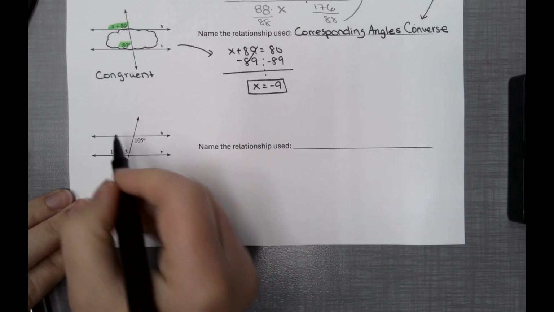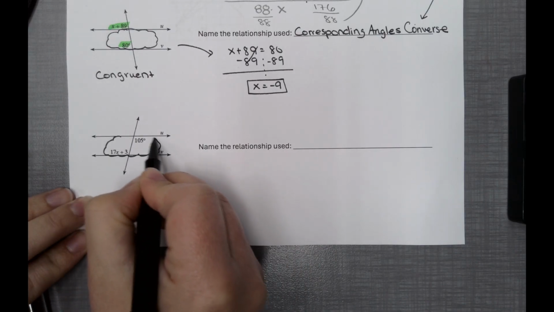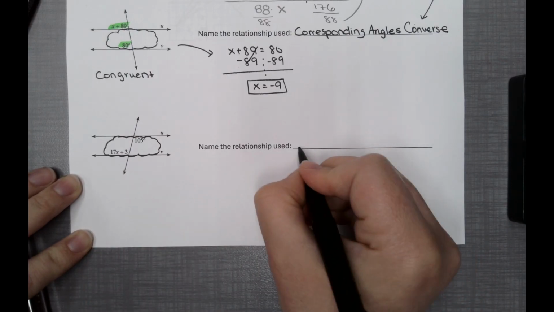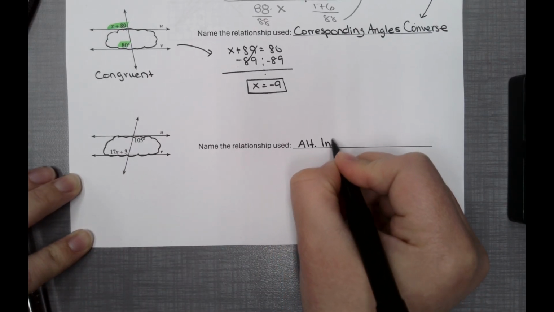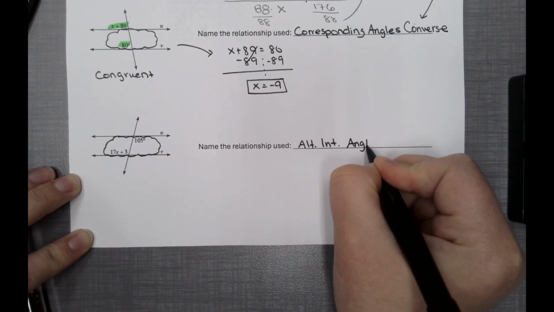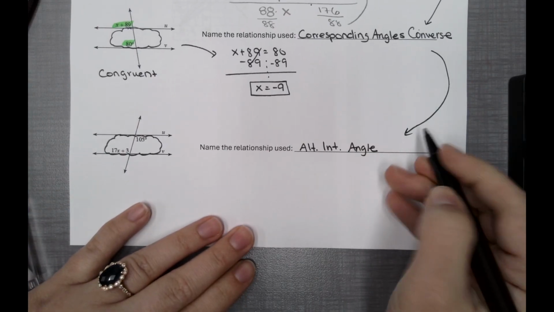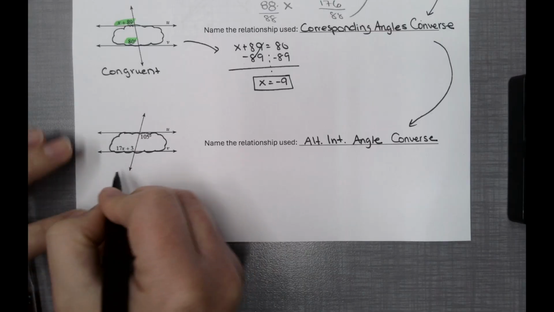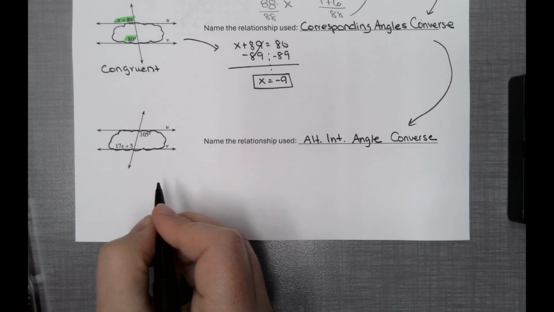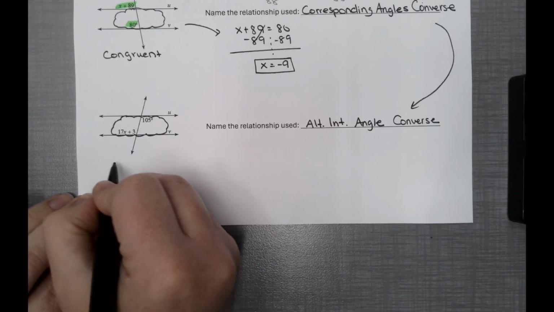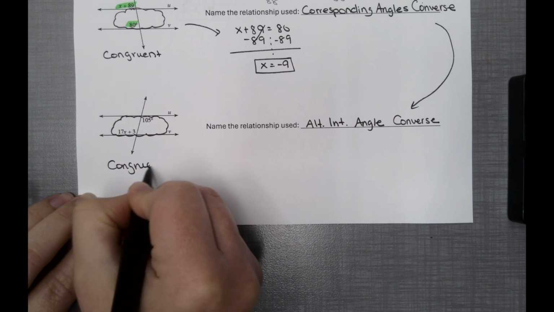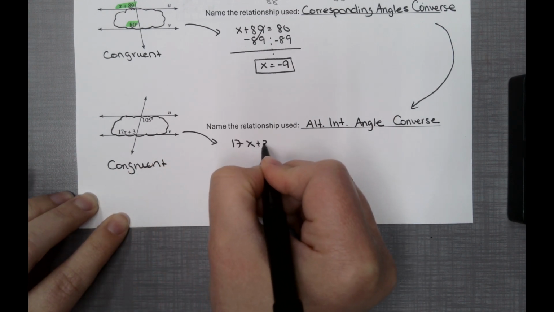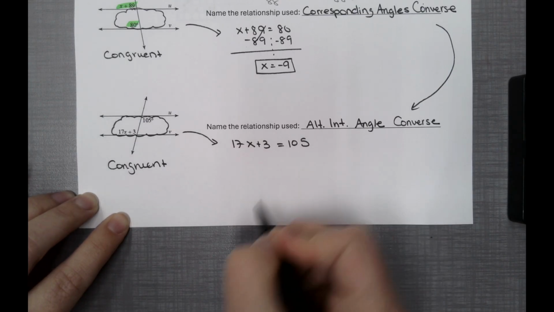Okay, next one. Both are on the interior, so both are on the inside, but they are on opposite sides of the transversal. So that means we have alternate interior angles. And we are trying to make parallel lines, so we are going to write the word converse. Alternate interior angles are congruent. So that means these two are going to be set equal to each other, and we're going to find out what value of x makes these congruent.